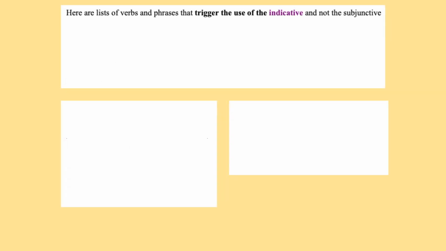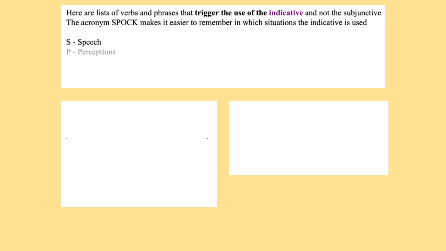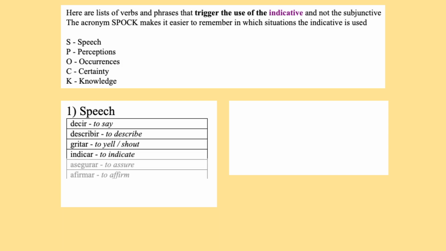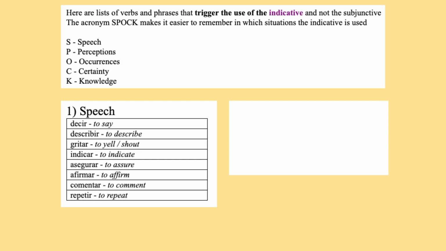You should also be aware of verbs and phrases which activate the indicative and will not activate the subjunctive. In this case, we use the acronym SPOCK to make it easier to remember situations that activate the indicative but do not activate the subjunctive. This acronym stands for speech, perceptions, occurrences, certainty, and knowledge. And now, here are the lists of verbs and verb phrases which activate the indicative and not the subjunctive.